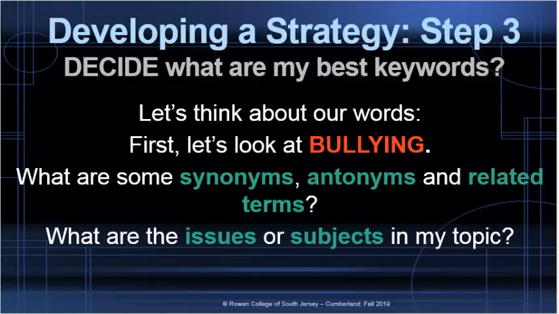Let's think a little bit more about our keywords. First, we'll look at bullying. Now, we don't want to just have bullying on our list. We're going to want to think of synonyms, antonyms, and related terms to go along with it, because our first identified keyword might not be the best one to use in a search. We need to have backups. A synonym is a word that means the same thing, and an antonym is a word that means the opposite. A related term is something that goes along with your topic or subject. It doesn't necessarily have to be a synonym, it's just related.